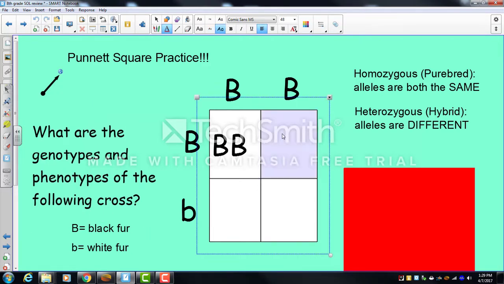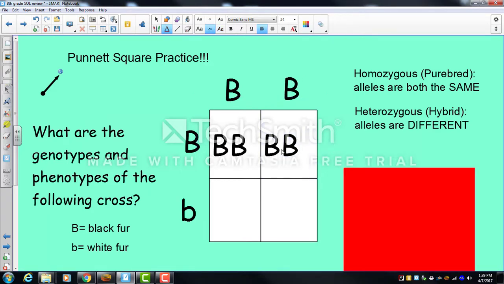All right, in this one, what's the genotype? If you said big B, you are right again, okay? Because dad contributed a big B, and mom contributed a big B as well. So we are, again, homozygous for black fur. Then down here, this offspring has, oh, go ahead, actually.